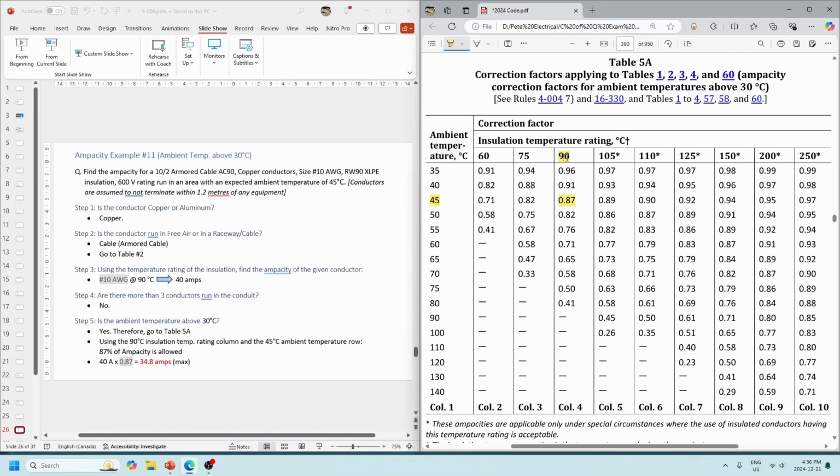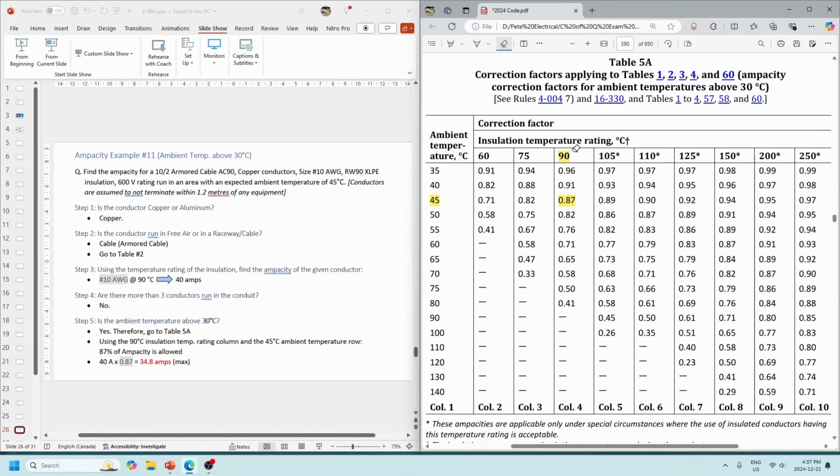So it looks like 90 degree insulation temperature reading on our conductors, 45 degrees ambient temperature that it could actually get up to. So we have to derate the ampacity by 87%, right? So we're going to take the 40 amps that we found from table 2, multiply by 87%, and that gives us a maximum of 34.8 amps that we can push through those conductors.